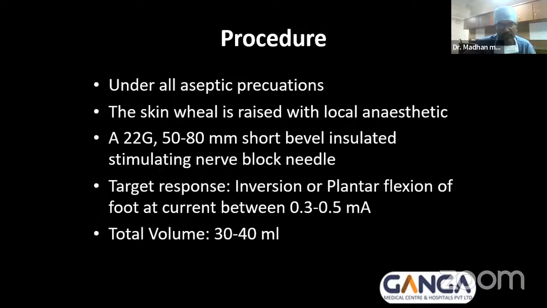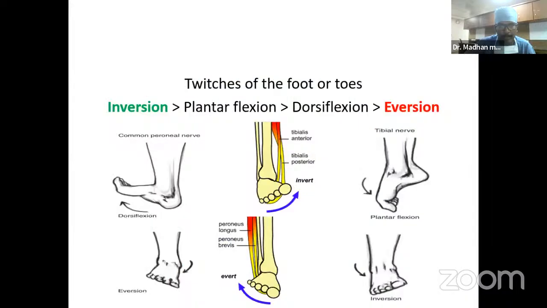Coming on to the procedure of PNS guided block, under all aseptic precautions, the skin wheal is raised with local anesthetic. A 22 gauge 50 to 80 millimeter short bevel insulated stimulating nerve block needle is used. At the needle entry point, it is inserted perpendicular to the skin, and the target response is looked for. The foot response, either inversion or plantar flexion, at a current between 0.3 to 0.5 milliampere is the desired response. Total volume, as I told, is 30 to 40 ml.